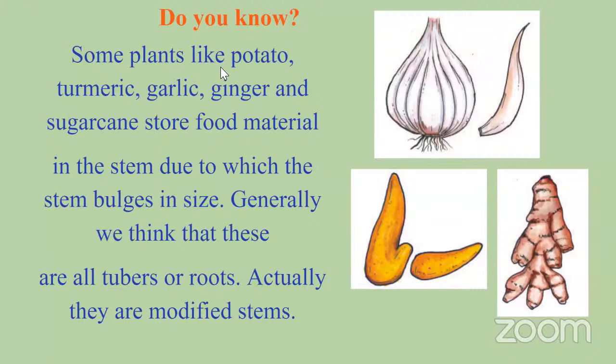Do you know some plants like potato, turmeric, garlic, ginger, and sugarcane store food material in the stem, due to which the stem bulges in size. Generally, we think that these are all tubers or roots. Actually, they are modified stems.